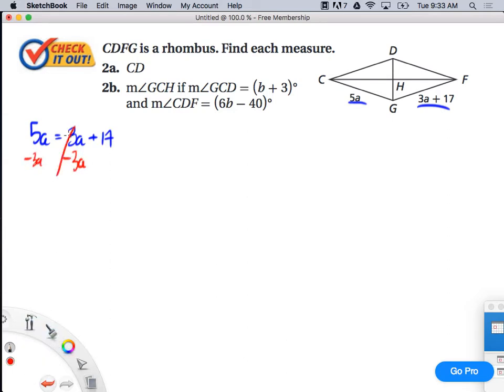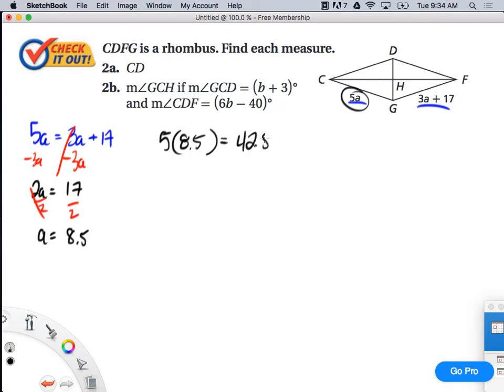Subtract 3a. I end up getting 2a is equal to 17. Divide by 2. Guess it's not that tough. But a ends up equaling 8.5. Okay, then I have to plug this back in here. I get 5 times 8.5 is 42.5. So this side's 42.5, which means every side is 42.5. So all I did is I set the two equal to each other, I solved for a, and then I plugged in to find the length of the sides.